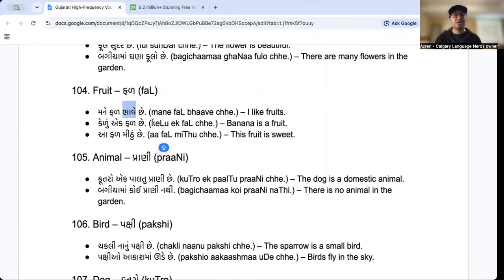I like fruits. Kedu ek fad che. Banana is a fruit. A fad mithu che. This fruit is sweet. Mithu we're going to see much later on, I think it's like 200 words ahead. But mithu is the word for sweet. Okay, moving on here.